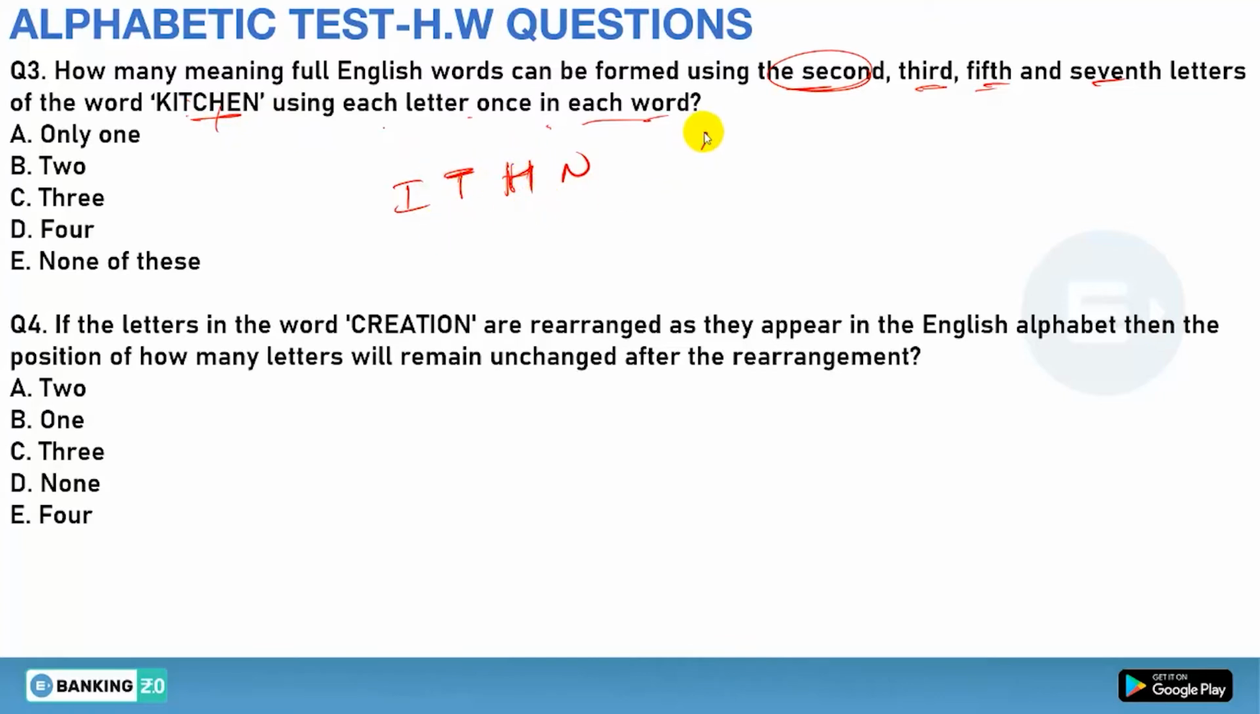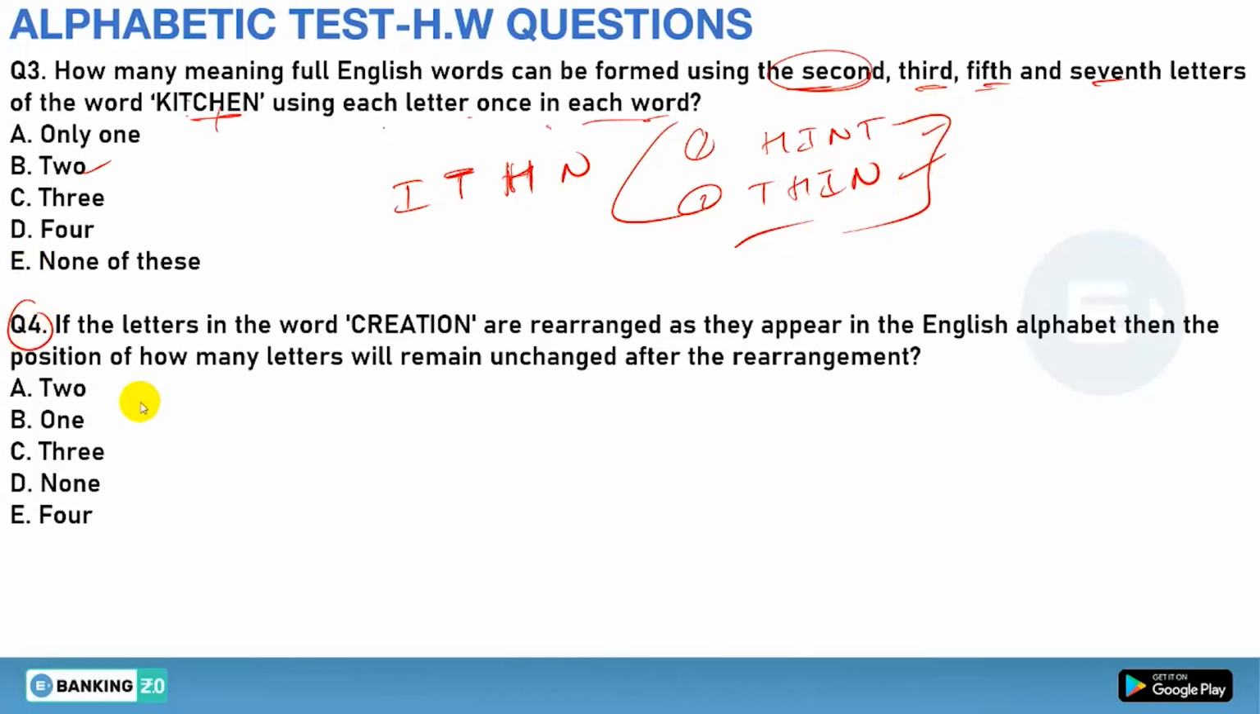So the first word is for sure hint. That is for sure. The second is thin. After that, can you form any other word? No. So there will be only 2 words, that will be hint and thin. Done. Now let's see question number 4.